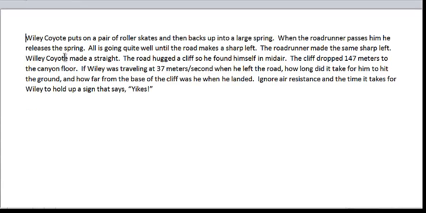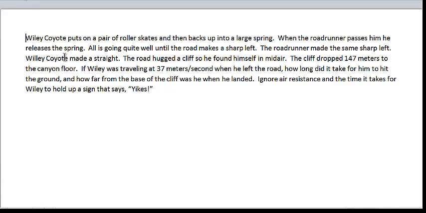Wiley Coyote puts on a pair of roller skates and then backs up into a large spring. I think we've all seen that cartoon. When the roadrunner passes him, he releases the spring. All is going quite well until the road makes a sharp left. The roadrunner made the same sharp left. However, Wiley Coyote went straight. That is, he went off the edge of a cliff. It says the road hugged a cliff, so he found himself in midair. The cliff dropped 147 meters to the canyon floor.